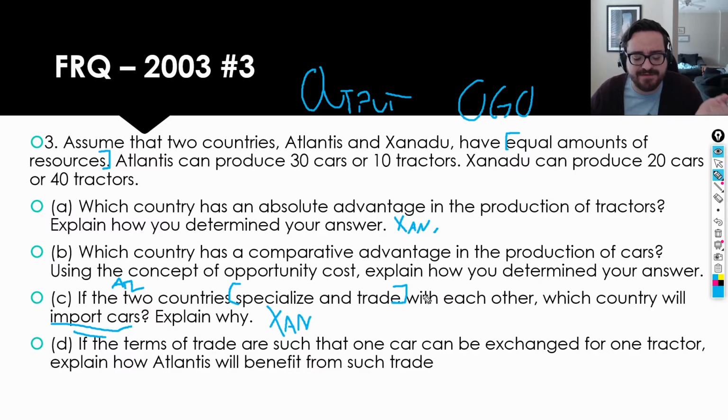So if Xanadu's making the tractors, how I would explain this is, if they specialize in trade, Xanadu will import cars because countries should specialize in what they have a comparative advantage in and trade for the other good, period. Xanadu will be specializing in tractors since they have a comparative advantage in tractors, and therefore will be trading for, thereby importing cars, period. 2 sentences there for that one, because I gotta explain how do I know that that's the country that's specializing in tractors and why that means they're importing cars.